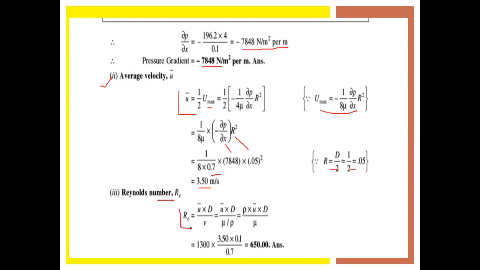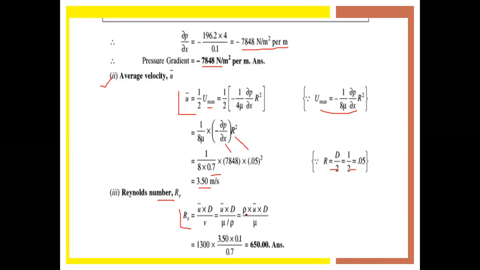Reynolds number is equal to u bar into d by v. Since v is not directly known, v is equal to mu by rho. Therefore u bar into d by mu by rho. So the rho goes up, so rho into u bar into d by mu.